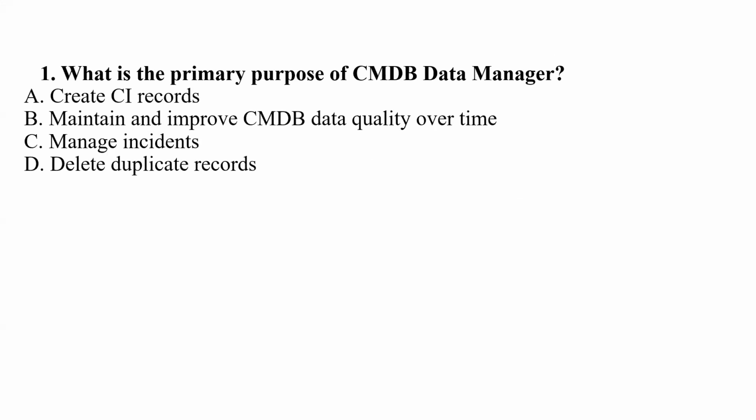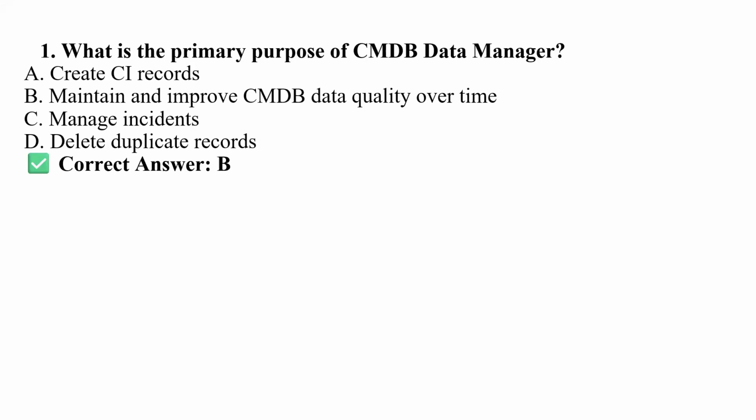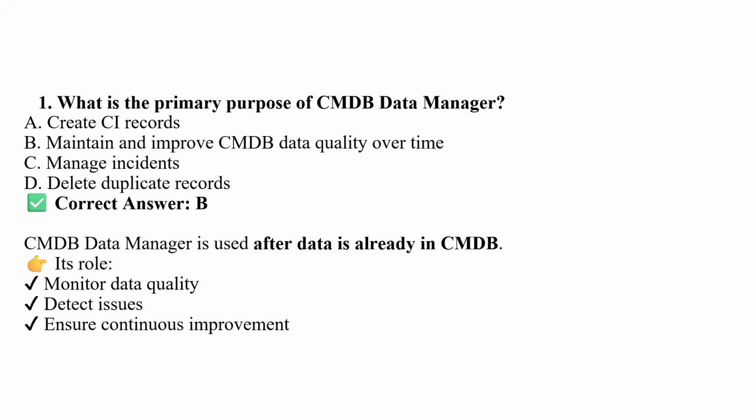What is the primary purpose of a CMDB Data Manager? Option A, create CI records. Option B, maintain and improve CMDB data quality over time. Option C, manage incidents. Option D, delete duplicate records. The exact answer is option B, maintain and improve CMDB data quality over time, because CMDB Data Manager is used after data is already in the CMDB. Please remember this point. Its role is to monitor data quality regularly, detect issues, and ensure continuous improvement.